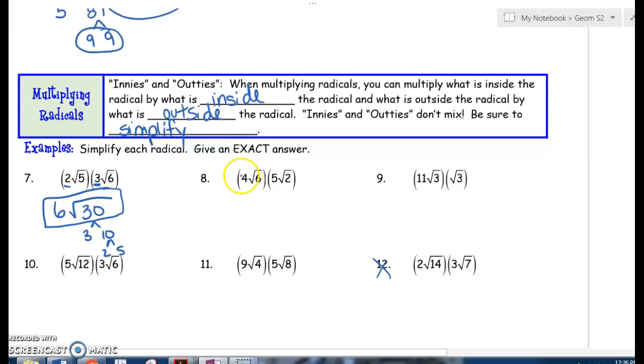Same idea with number 8. 4 and 5 are outside, they get multiplied. The numbers underneath, 6 and 2, those get multiplied. Now 12 breaks down to 4 times 3. 4 breaks down to 2 times 2.